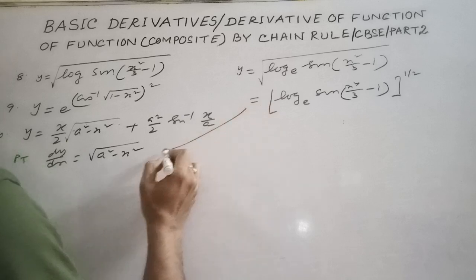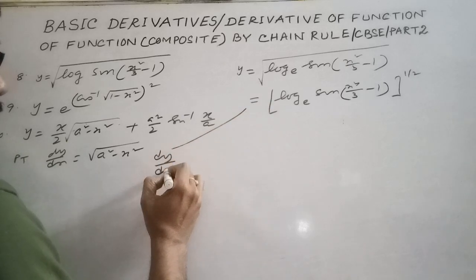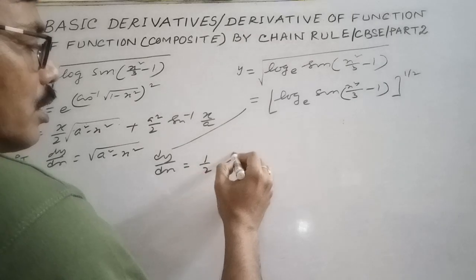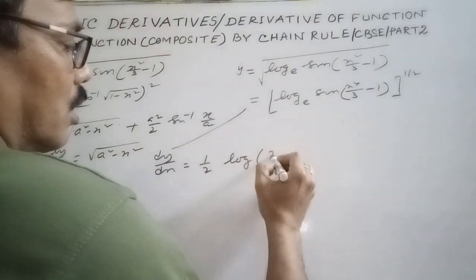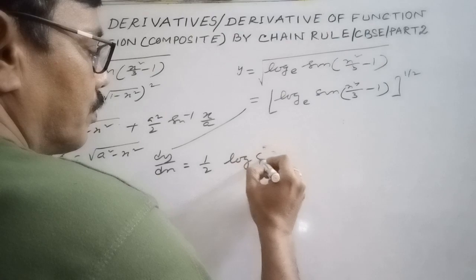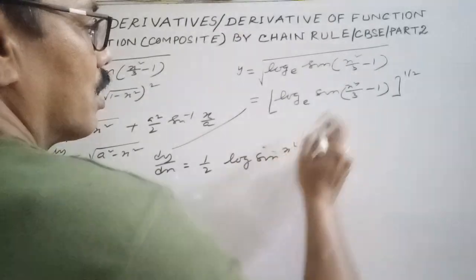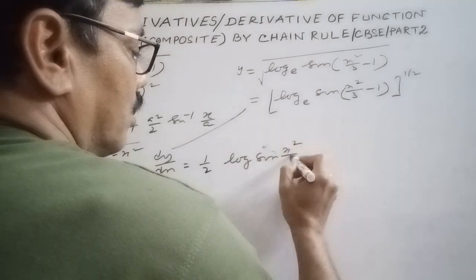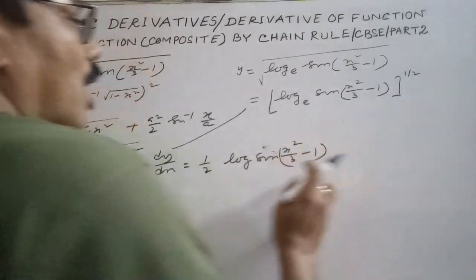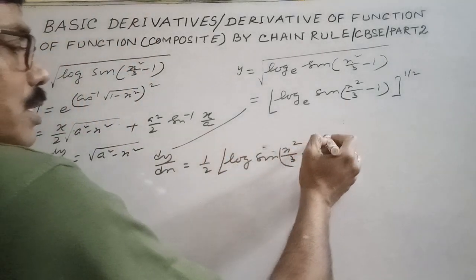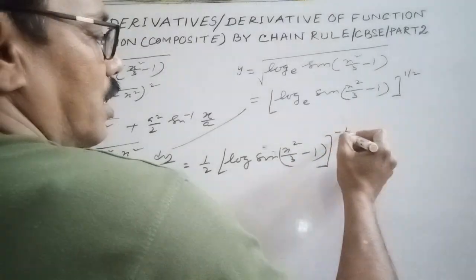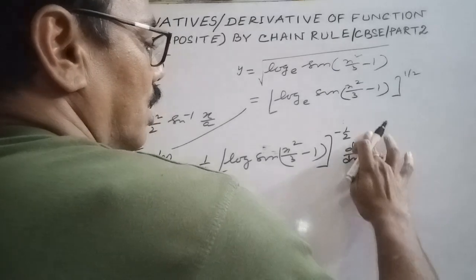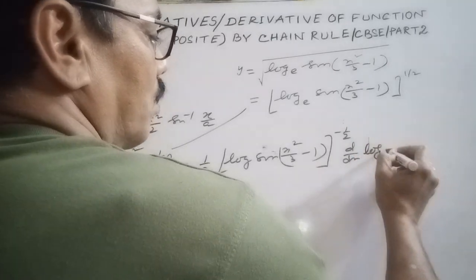So what is dy dx? dy by dx equals to half come forward, log sine x square by 3 minus 1. So half come forward, power diminished by 1, so this is minus half. Then d dx of the argument. What is the argument? This total function.